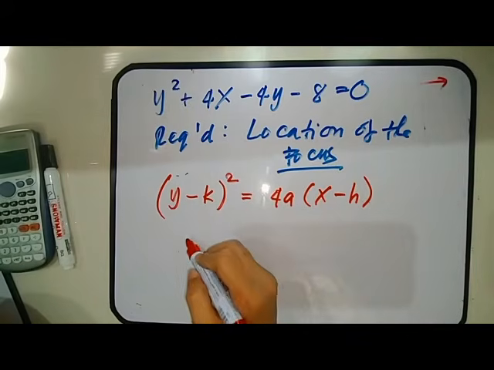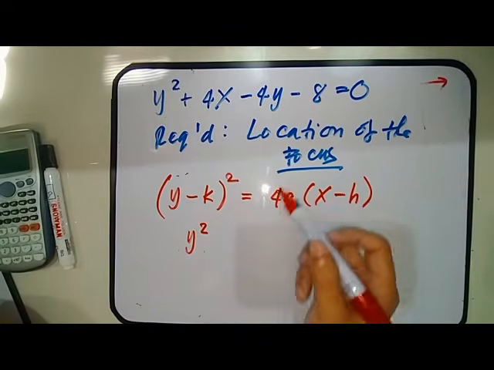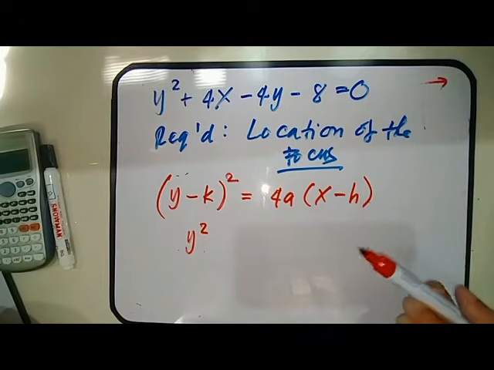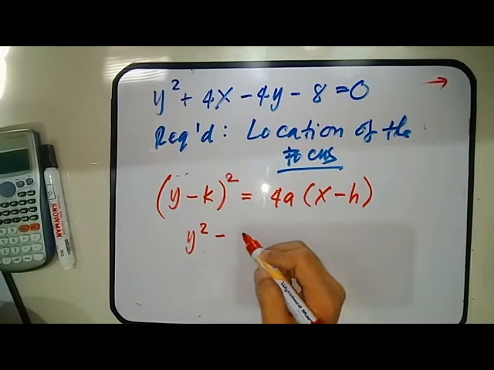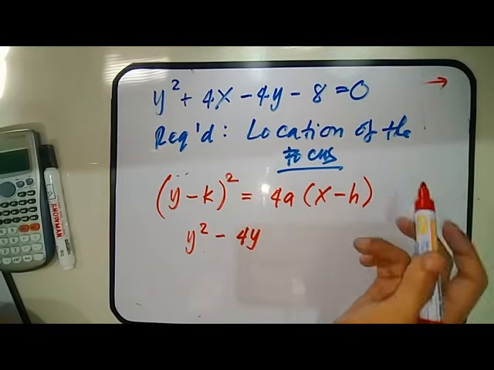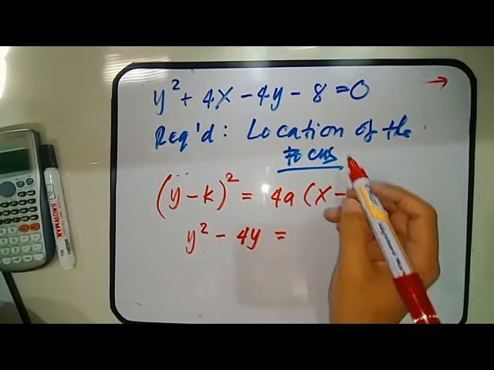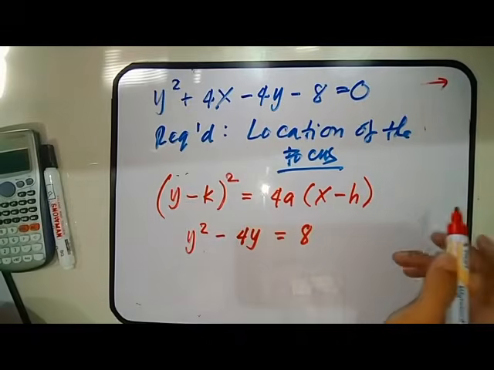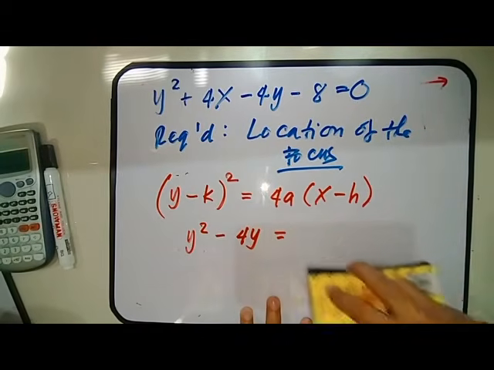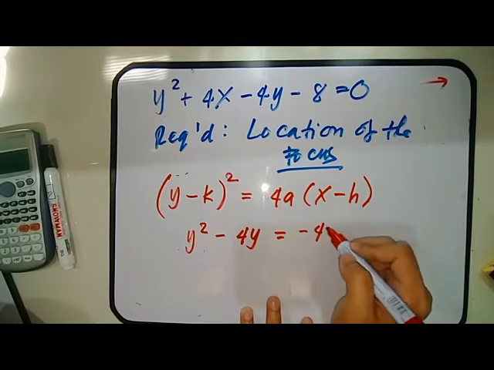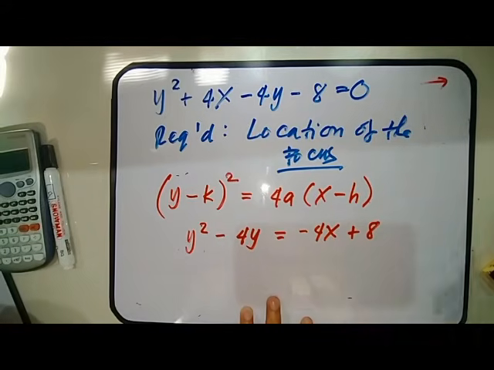So, here we have y squared. So, i-regroup natin yung lahat ng x, lahat ng y, pagsamasamahin natin. So, ito, y squared minus 4y. So, yung 8, ilipat na natin sa kabila, equals 8, and yung 4x, ilipat din natin siya. So, you have negative 4x plus 8.